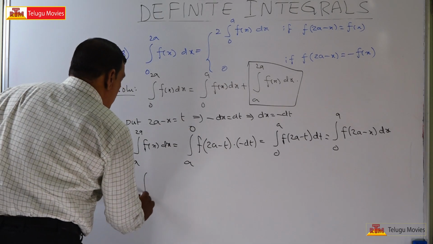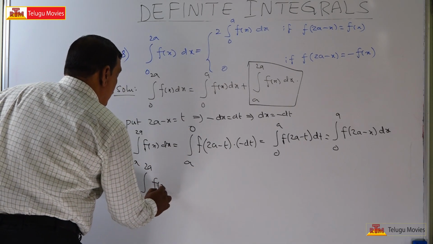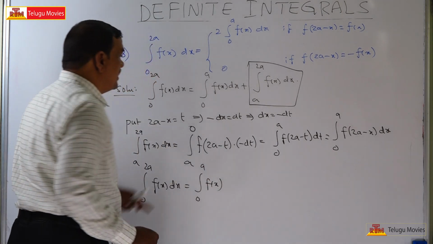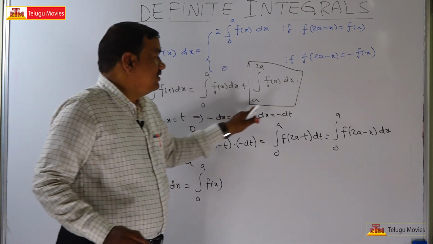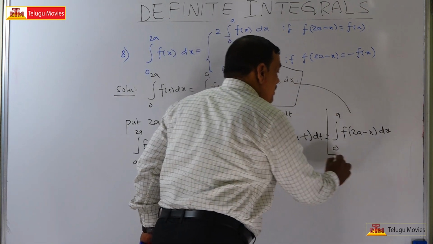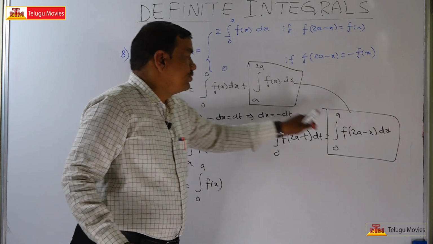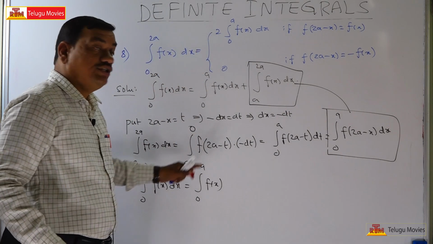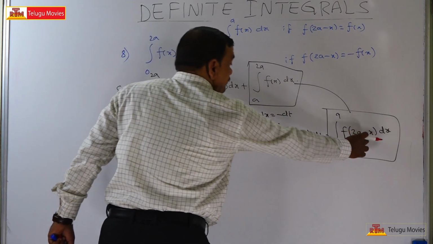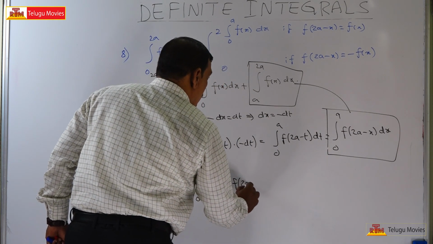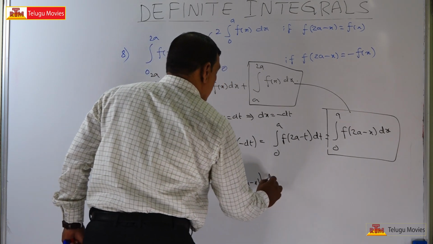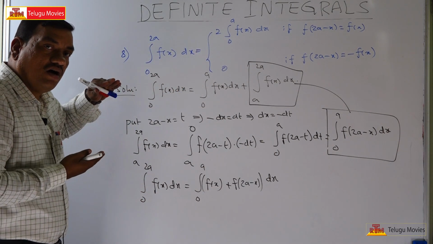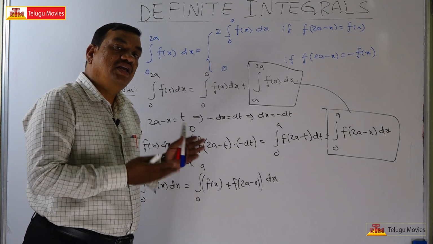Now, your problem is 0 to 2a f of x dx is equal to 0 to a f of x. See here, 0 to a. These two are equal. Understand? These two are equal, no? 0 to a. This is also 0 to a, 0 to a f of x. This is f of 2a minus x dx. Okay, now? Right. Since for both the integrals, lower limits and upper limits both are equal, I wrote it in the same way.